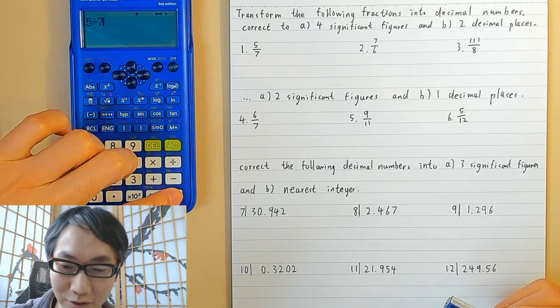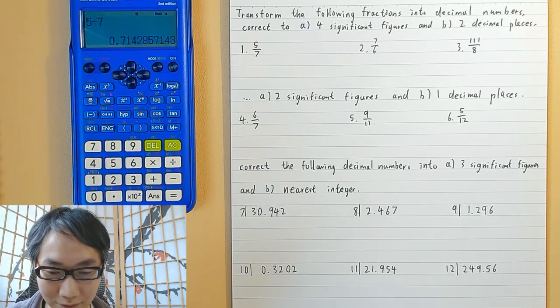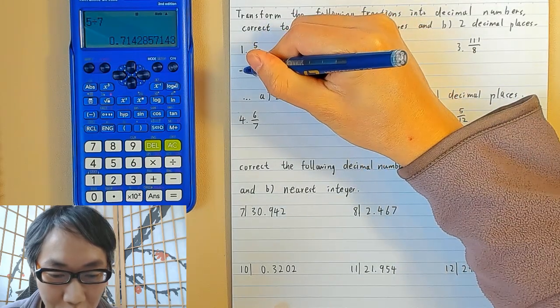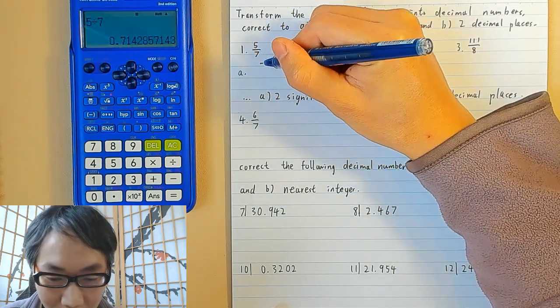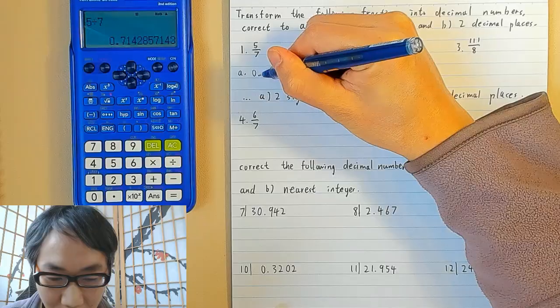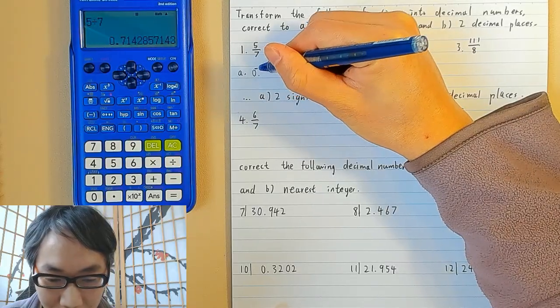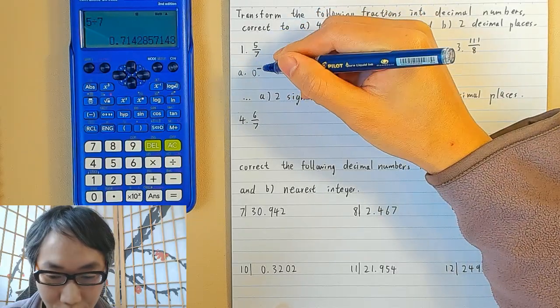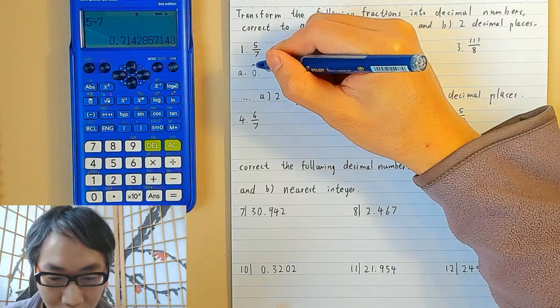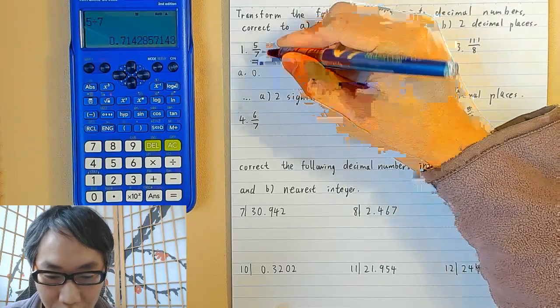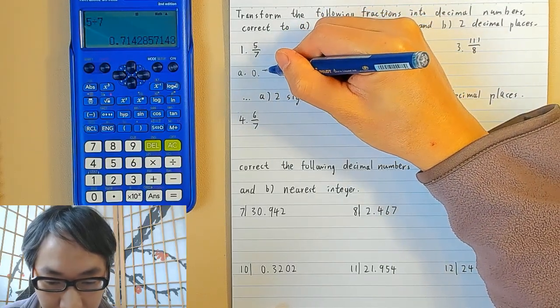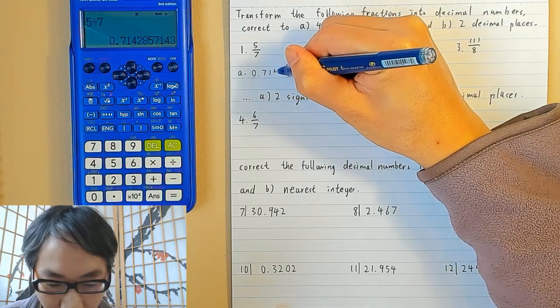5 divided by 7. For 4 significant figures, I'm taking the 4 leftmost figures. The 0 is not included because it does not carry any value. It is a placeholder. And then 7, 1, 4.